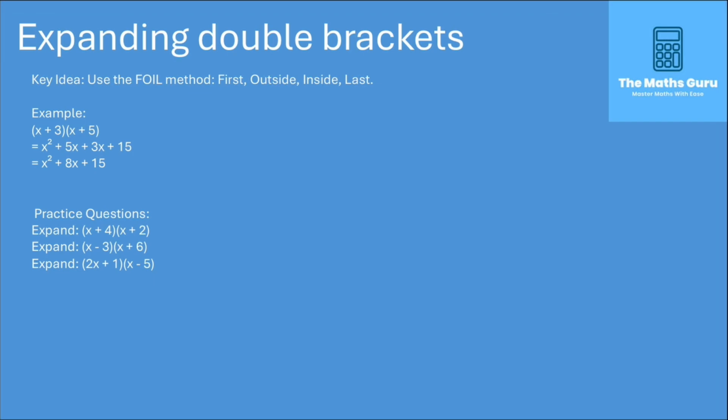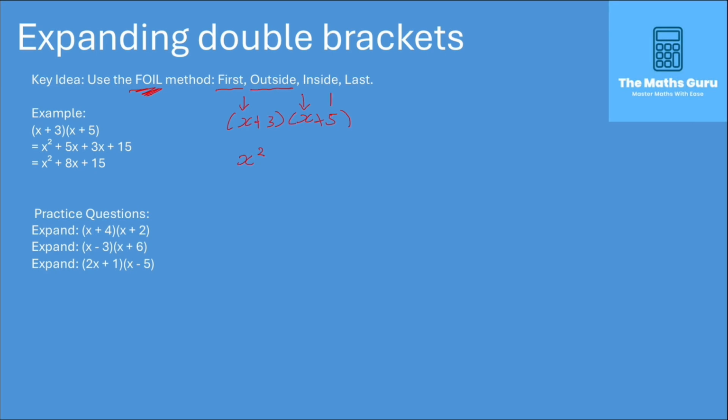So to look at our example, we have our x plus 3 and our x plus 5. And using our FOIL method, we first multiply our first terms, which means we multiply our first term in the first bracket by the first term in our second bracket. x times x, from our laws of indices, we know is x squared, so we write that as our first term.